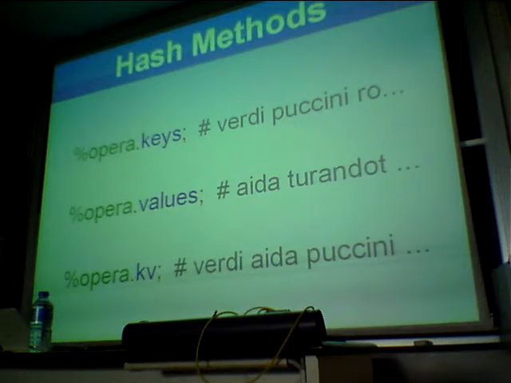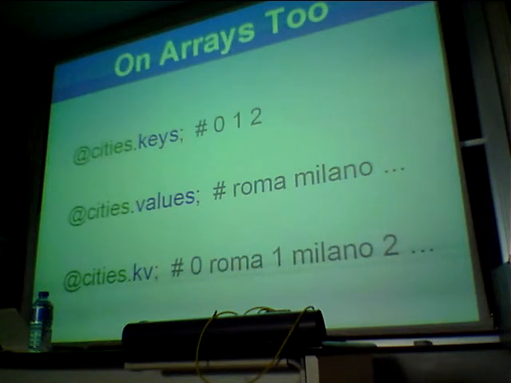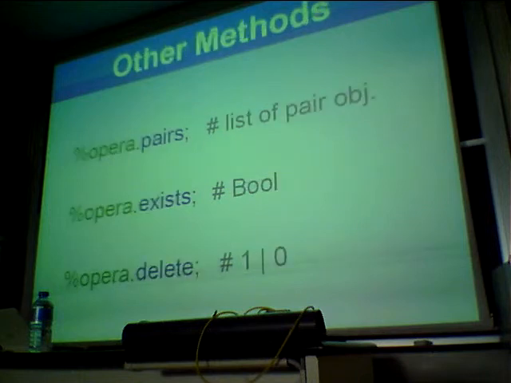Nice methods you have, of course, are the keys. You can use the hash as a call, but you have also the keys method, where you get Verdi, Puccini, and so on, and all the values, the operas. Then the kv method is just a flat list of key, value, key, value. This works on arrays too. Arrays also have the keys, values, and kv methods.